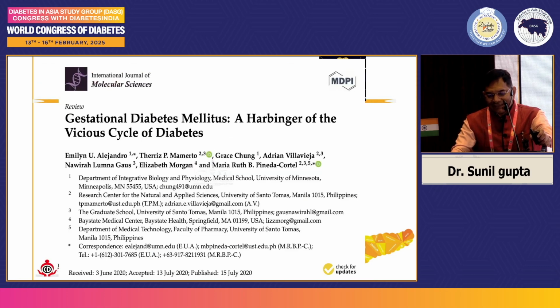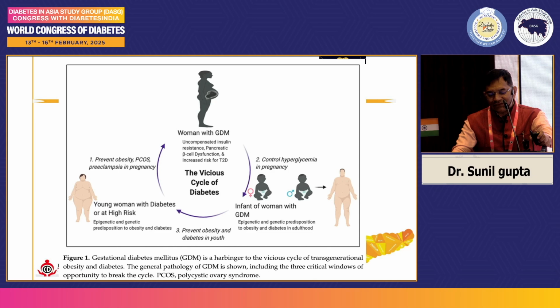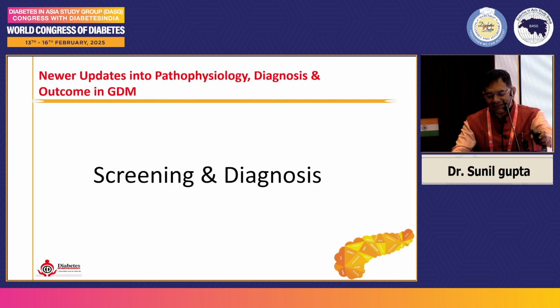Now, this is a vicious cycle, as I told you, which might continue. You have a woman who's obese, delivering an obese baby, and if this turns out to be a female, she will again become an obese woman and an obese pregnant woman in the next generation. This vicious cycle has to be taken care of more aggressively and more seriously, which we are not doing at this moment in time. I'll take just 30 seconds on screening.